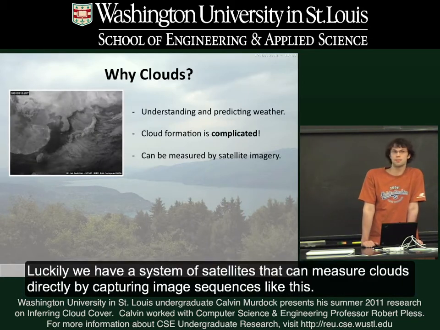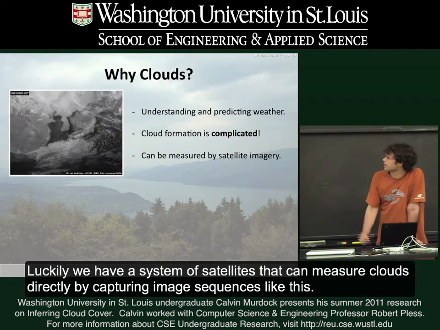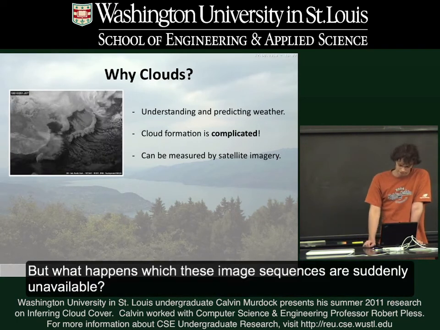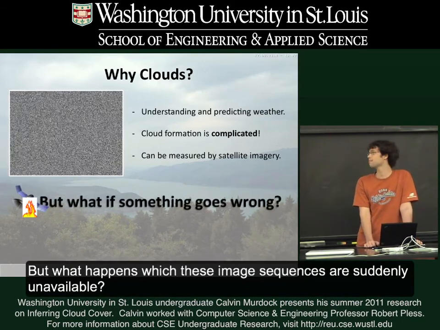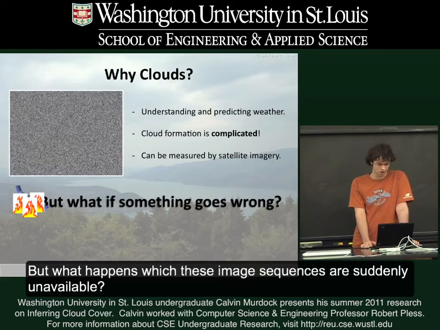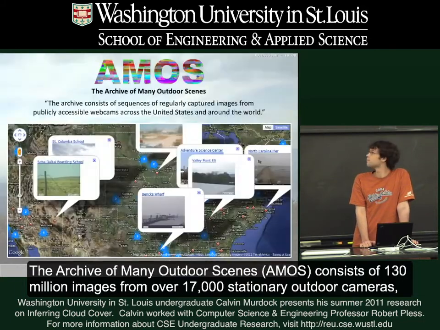Luckily, we have a system of satellites which can measure clouds directly by capturing image sequences like this. But the question is, what happens when these sequences are suddenly unavailable? Are there any other measurements that we could use to measure clouds? And if so, how can we do that?